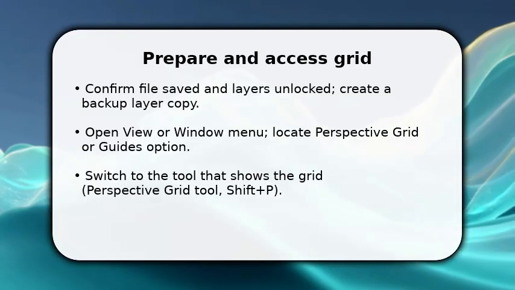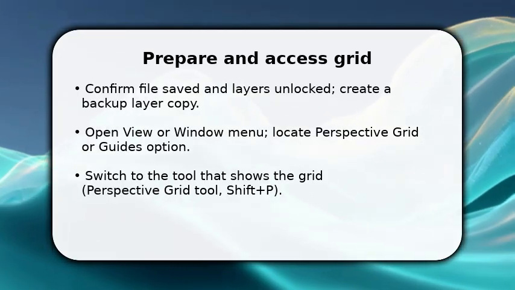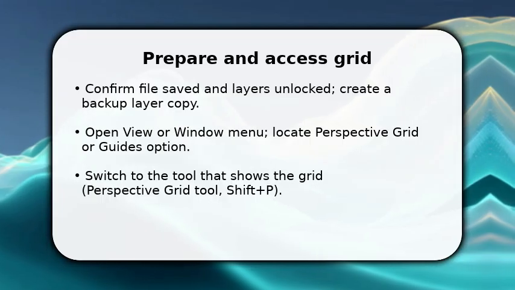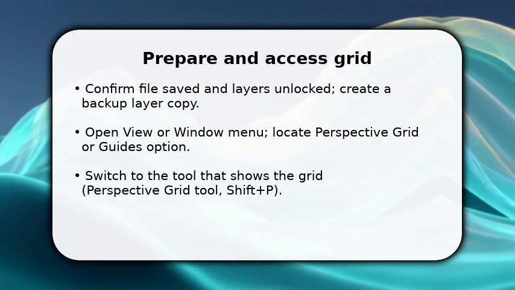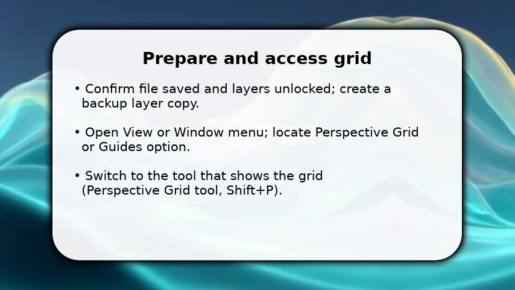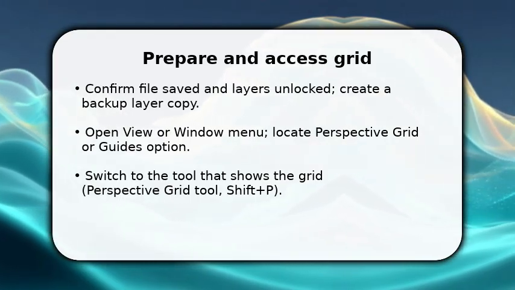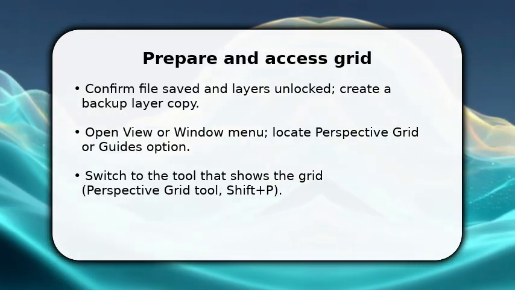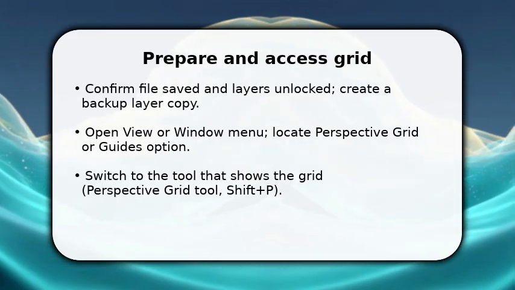You'll start by making one quick backup so you can undo edits, save and duplicate the current layer. Next, open the View or Window menu and locate the Perspective Grid or Guides control so you can toggle visibility. Once you've found it, activate the Perspective Grid tool or press the Apps shortcut to reveal the grid controls. This gives you direct handles to manipulate, which is faster than hunting through nested menus.